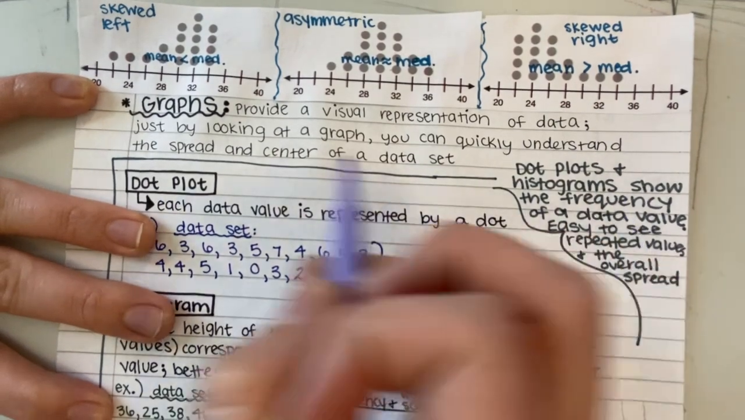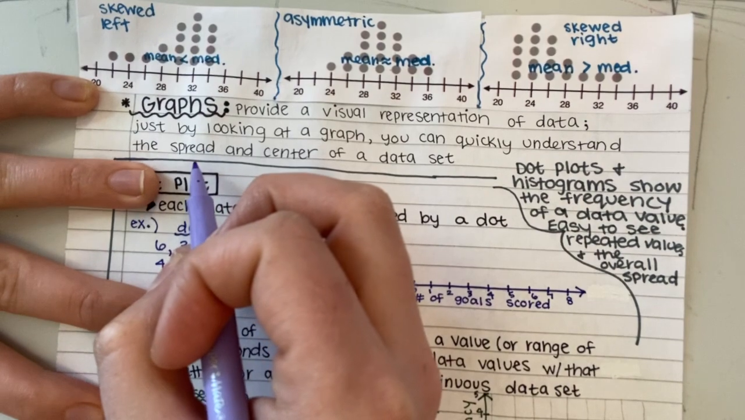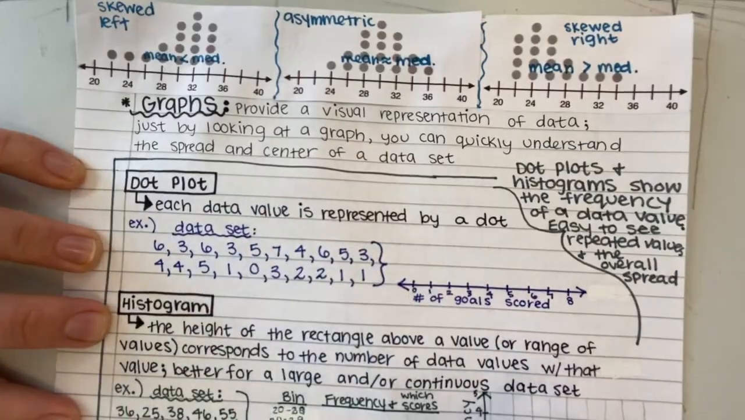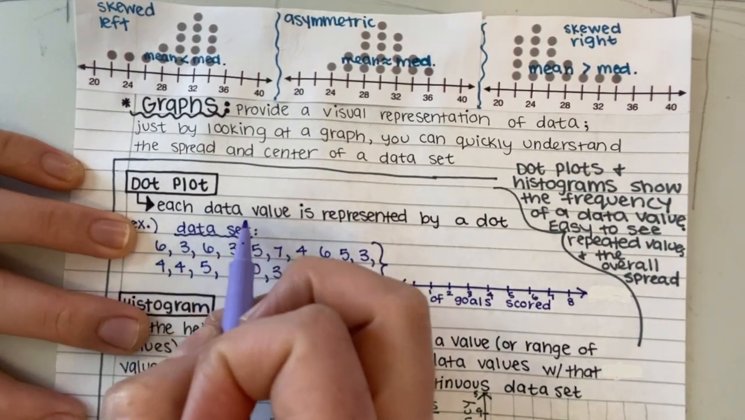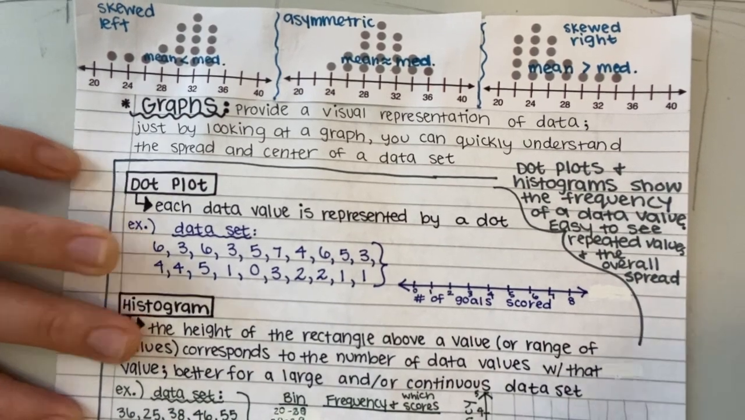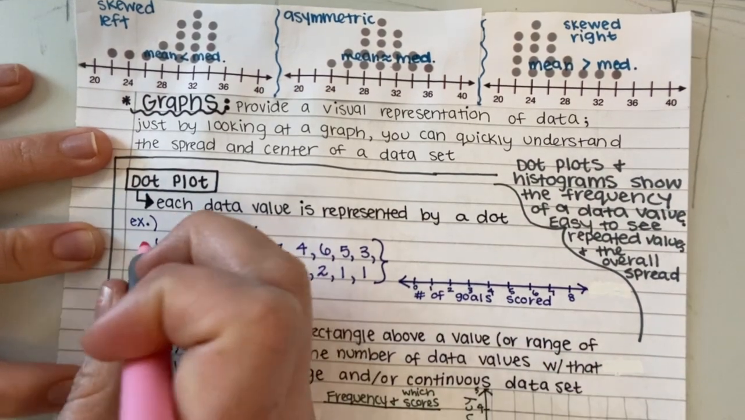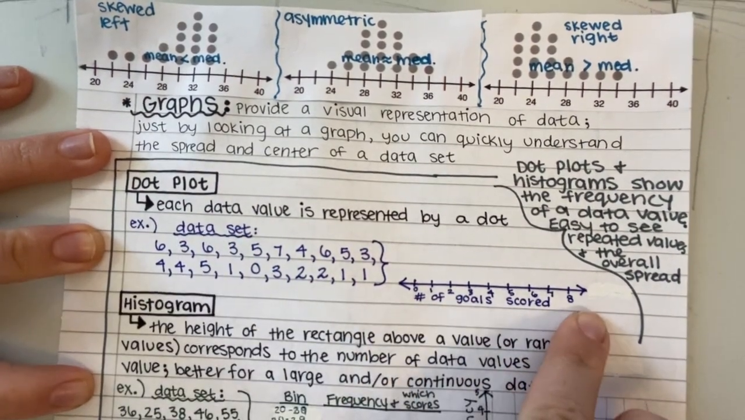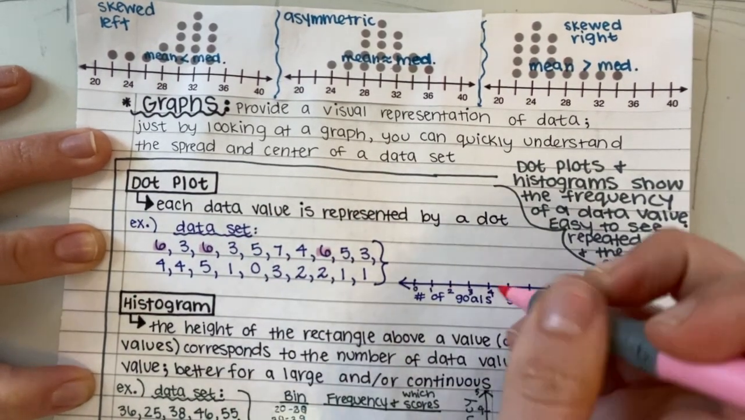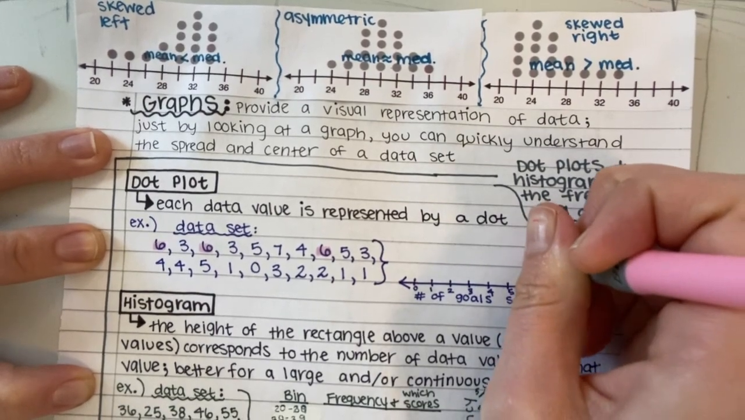So graphs provide a visual representation of data. We're used to that. Just by looking at a graph, you can quickly understand the spread and the center of a data set. So our first way of representing it right here is each data value is represented by a dot. So what I can do is go through and count how many data values each number has. So I'm going to just start with this first number. I have 3 6s, so at 6 on my number line, I'm going to put 3 dots.